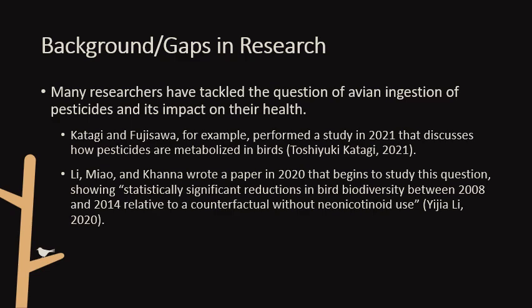Neonicotinoids are a particular type of chemical, a particular type of pesticide that they focused their study on. And we will also be including those. We'll also be including other pesticides as well. So basically what they showed is a statistical likelihood that the presence of neonicotinoids reduces bird biodiversity.